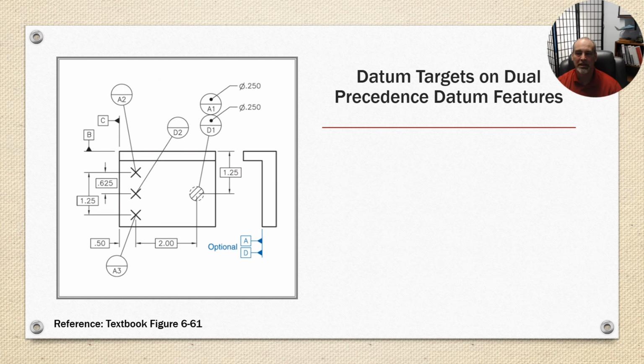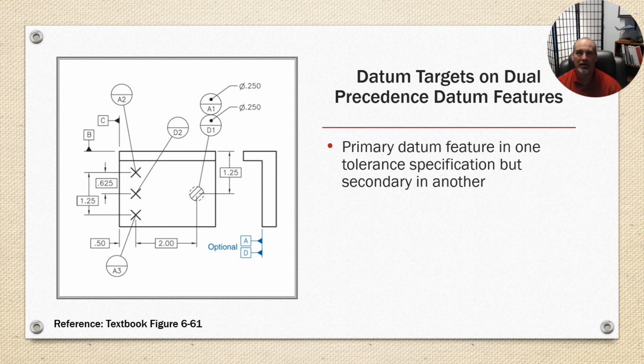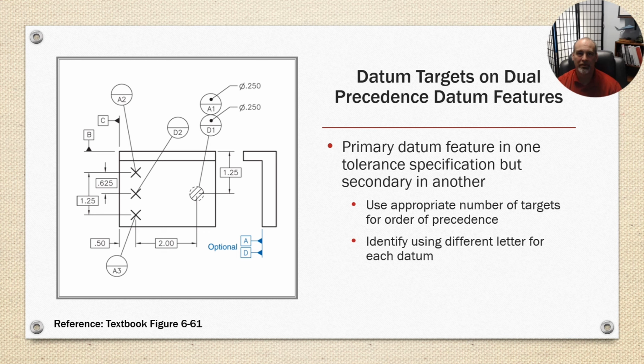Datum targets on dual precedence datum features: the primary datum feature in one tolerance specification, but secondary in another. Use the appropriate number of targets for order of precedence. Identify using a different letter for each datum. And multiple datum target symbols may be applied to one datum target.